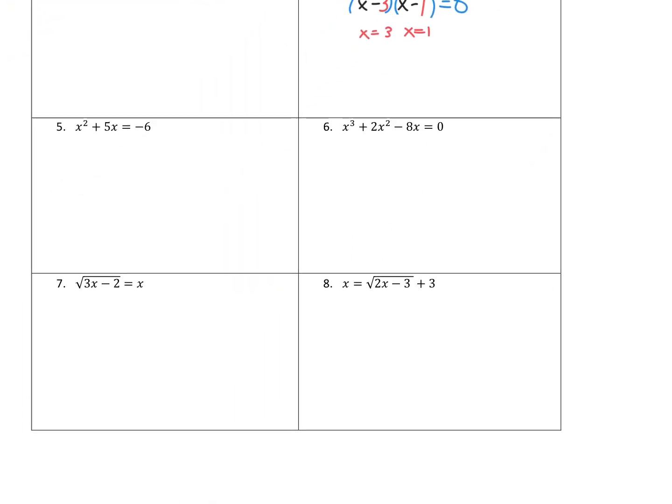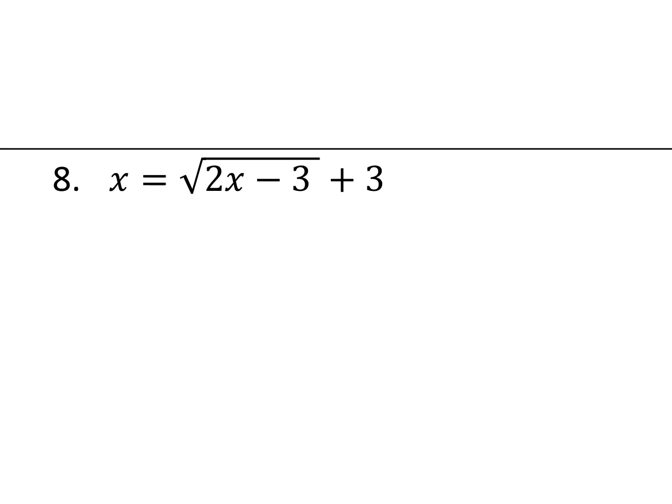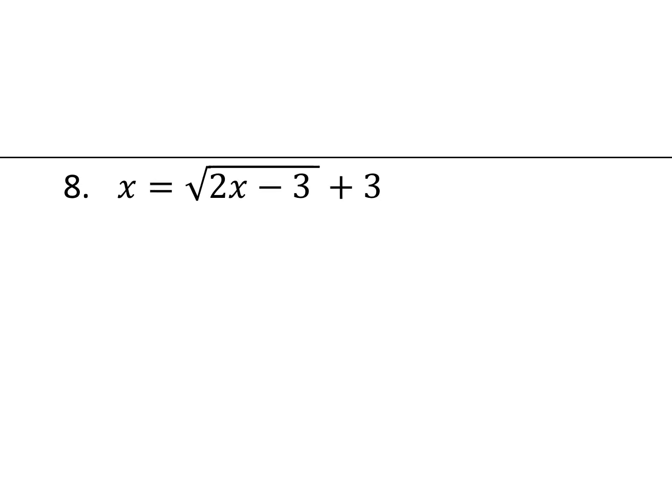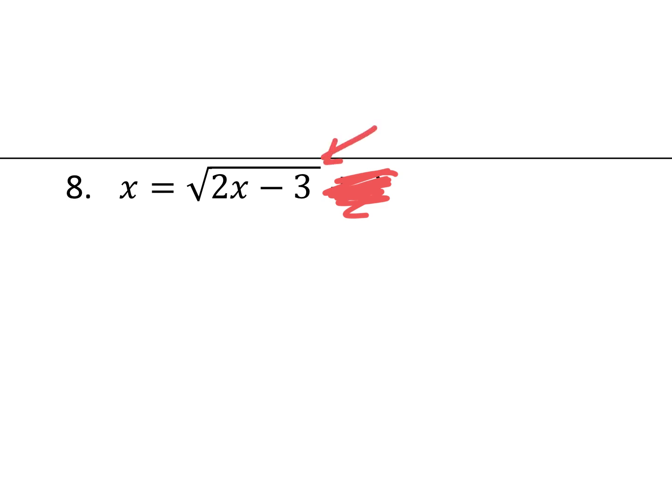All right. So then you just get to this kind. And a lot of kids struggle on this kind, and I totally understand why. If I'm going to try to solve this, I got a square root in there, and I got this add 3. That makes it even harder. If this wasn't here, I would just square both sides. Do you get how squaring this would get rid of the square root? But it's got this plus 3 there.